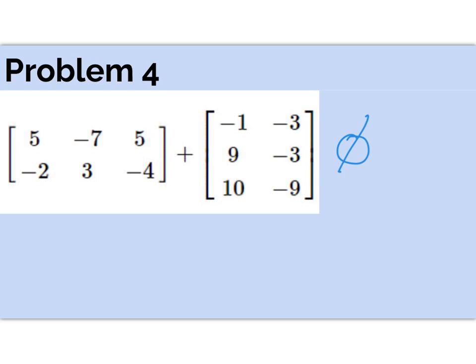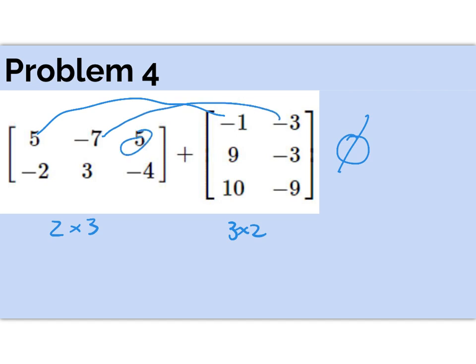Because this is a 2 by 3 and this is a 3 by 2, we cannot add them together because you have this here, that would go there, but this 5 goes nowhere. And then this 2 goes with the 9, and the 3 goes with the negative 3, but the 4 goes nowhere, and these 2 go nowhere. They don't add to anything. And you can't just change the size of the matrix to make it fit.